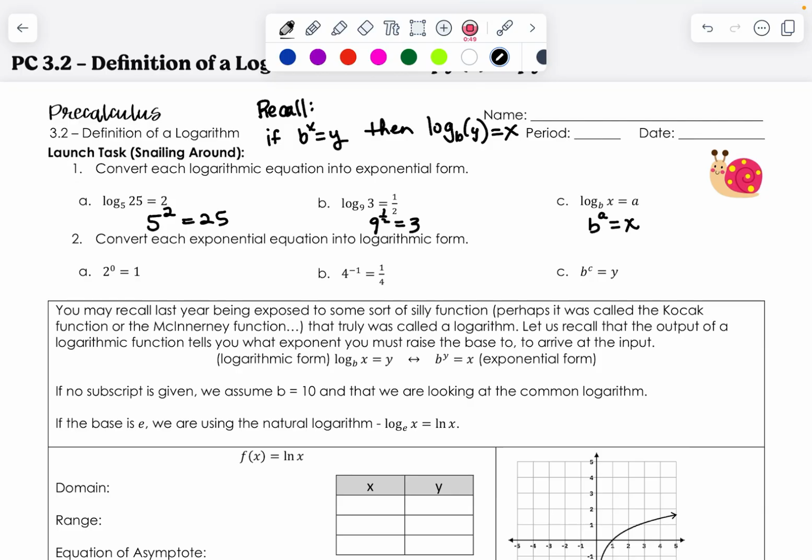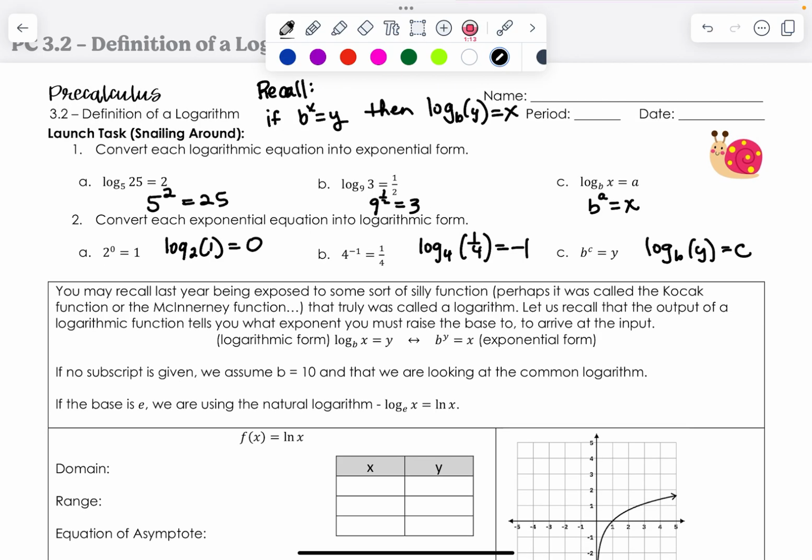So the big idea here is the base is the base. The answer to the logarithm is the exponent in exponential form. So this is log base 2 of 1 is 0. This is log base 4 of 1/4 is -1. And I have log base b of y is equal to c.